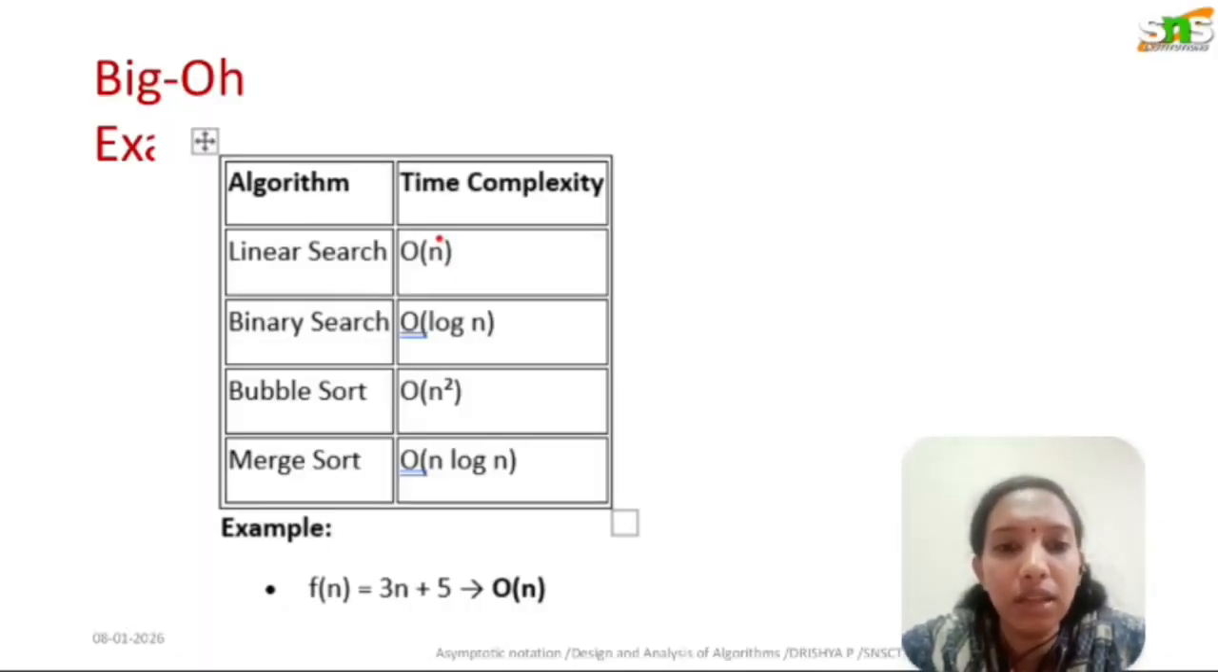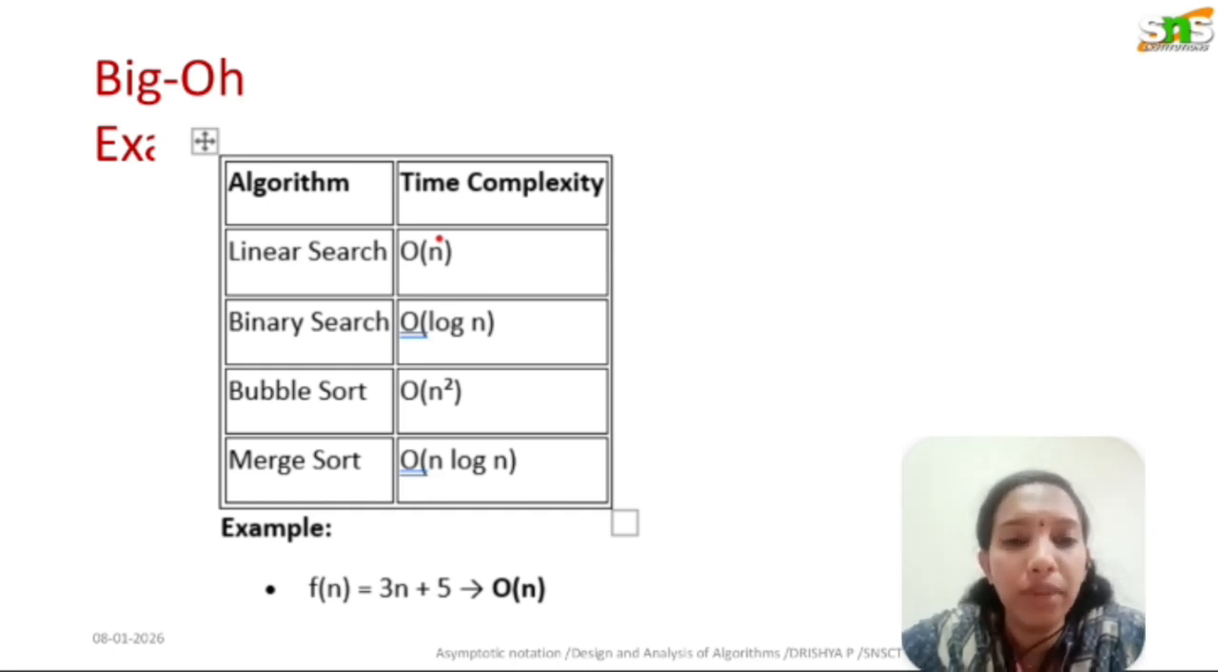The big O examples are the algorithm time complexities. Linear search is O of n. Binary search is O of log n. Bubble sort is O of n square. Merge sort is O of n log n. You should learn these by heart and understand how the time complexity is like this. The example is f of n equal to 3n plus 5, which means O of n. Here only one n is used, so the time complexity is O of n for big O.